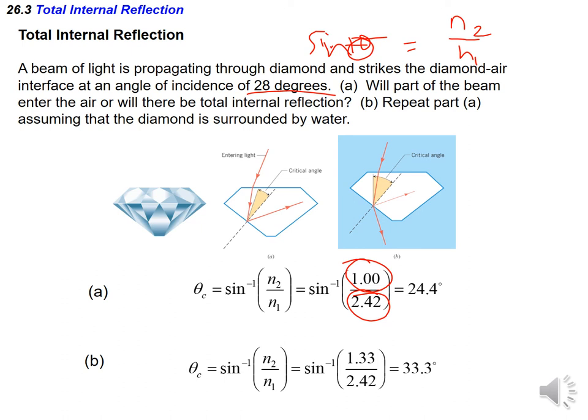And then for letter B, we're going to repeat part A, but we're going to assume that the diamond is surrounded by water. We just need to change the value of n2. In this case, the value of n2 is the index of refraction of water. So we just need to change this from air to water. For water, that's 1.33. So the critical angle is 33.3 degrees.